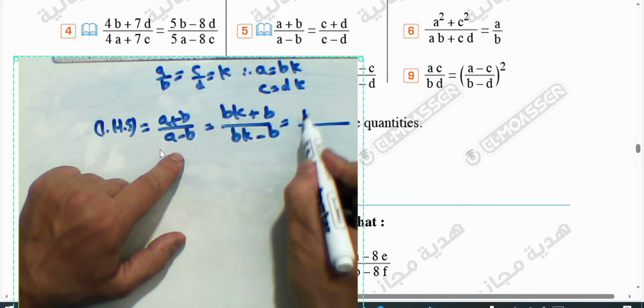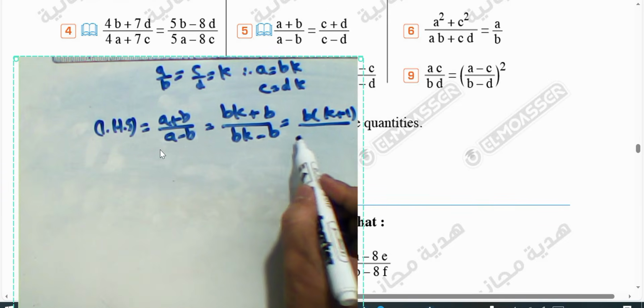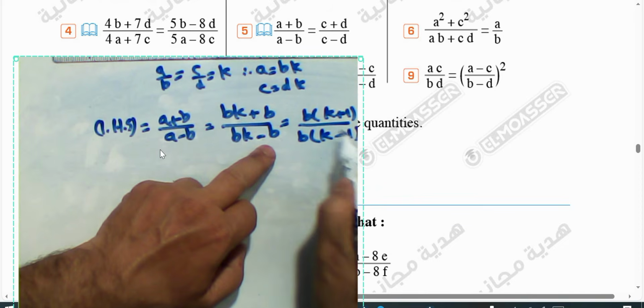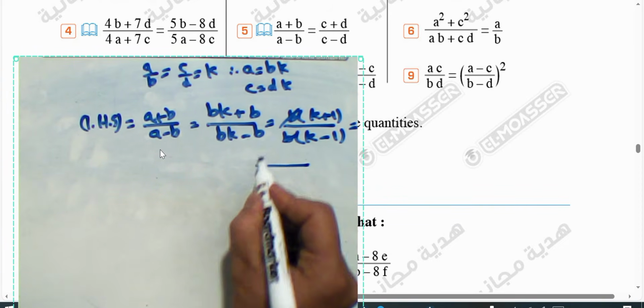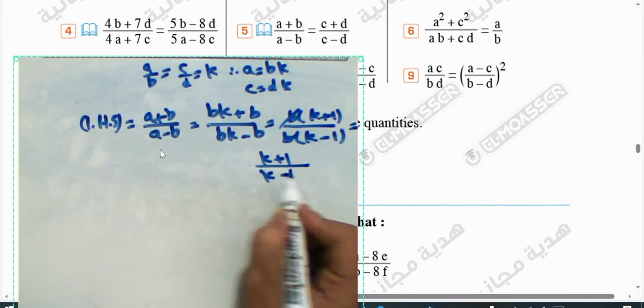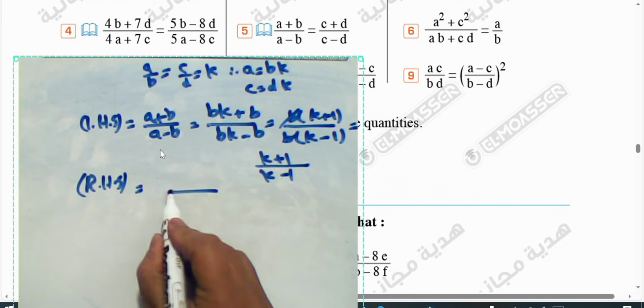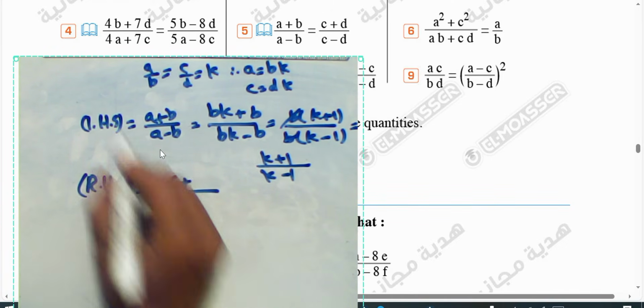We can write B outside. BK divided by B equals K and B divided by B equals 1. Likewise for the bottom, BK divided by B equals K and B divided by B equals 1. We can cancel. The result in the simplest form will be (K plus 1) over (K minus 1). And the right-hand side was (C plus D), this question number 5.